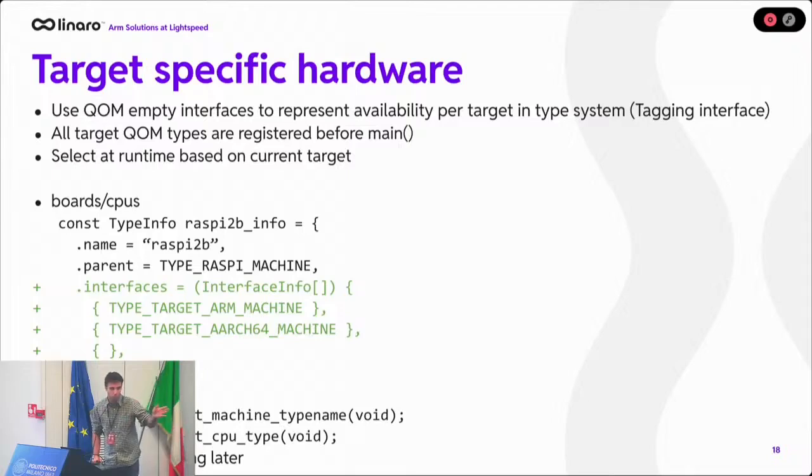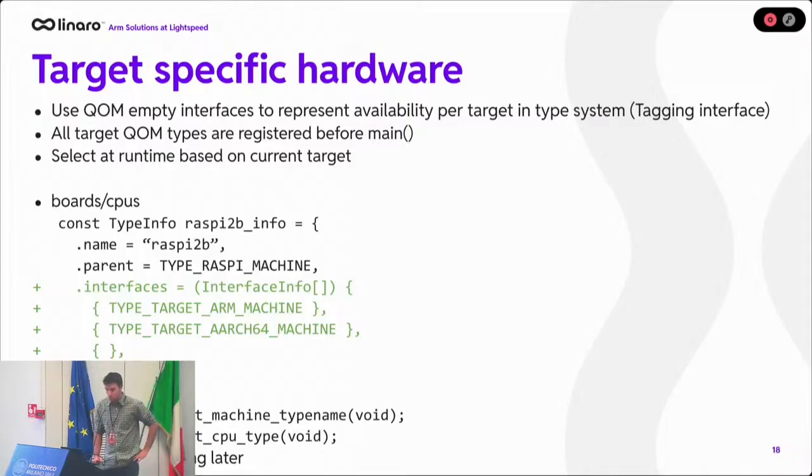This is what people would call a tagging interface. This interface is just empty. It has no method. It's just an interface name. It's a way to say in the type system, okay, this device, you can see it, for instance, if you are with an ARM target or AArch64 target. And it scales very well. We tried that. It's not really a big issue.